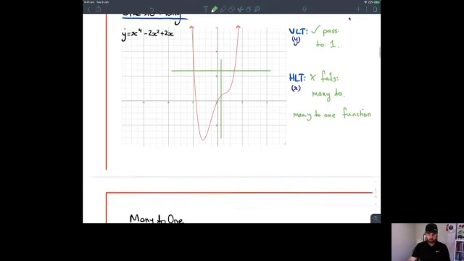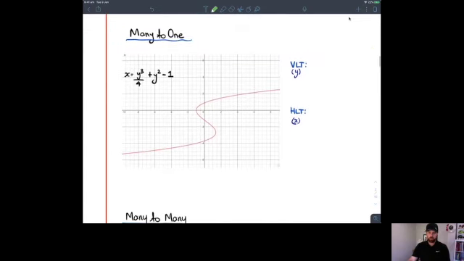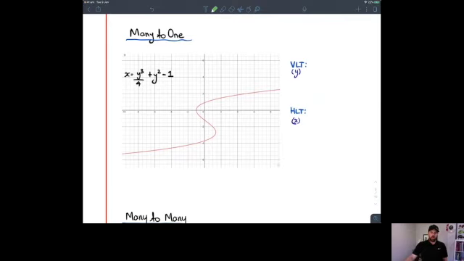We continue on and look at what a many to 1 is. All right, so this is a graph of x equals y cubed on 4 plus y squared minus 1. If you think about it, it's just a cubic curve, but I've turned it 90 degrees to the right or left, whatever way you want to look at it. It's been turned to its side.